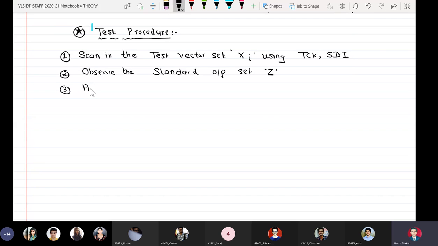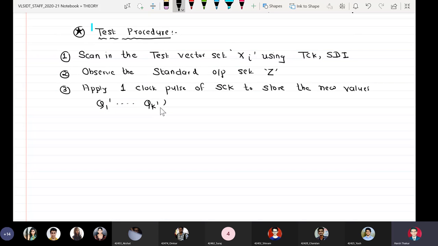Third, apply one clock pulse of system clock to store the new values, that is Q1 dash to Qk dash in the system.